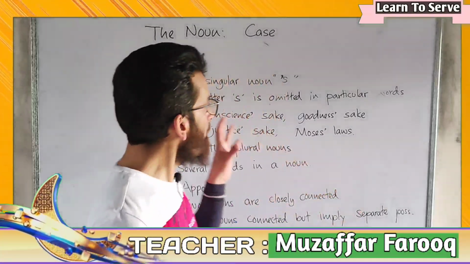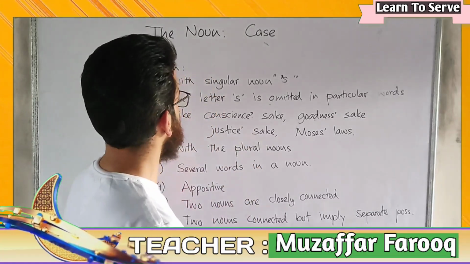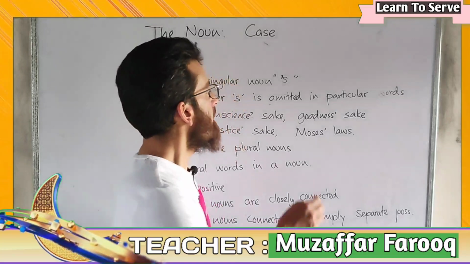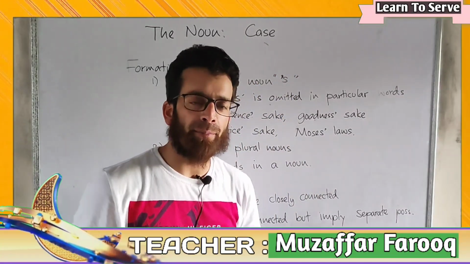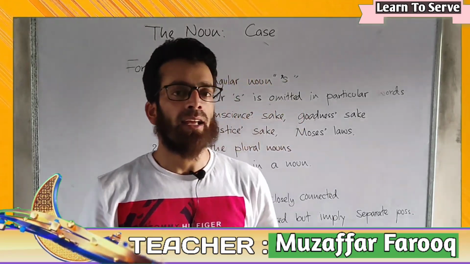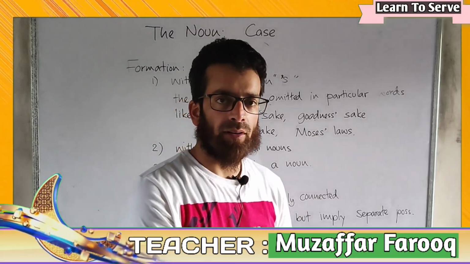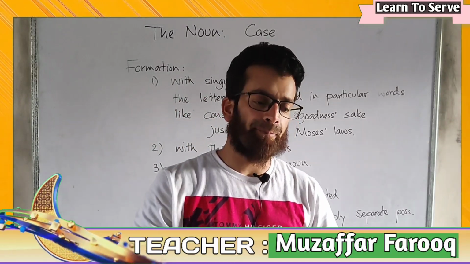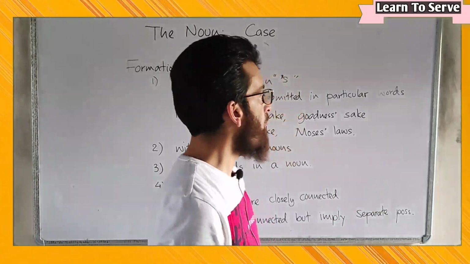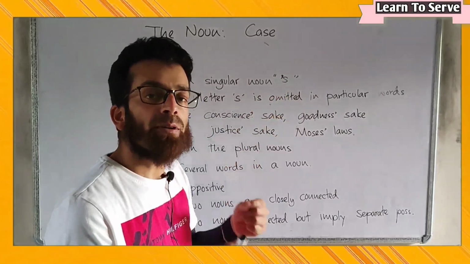As far as the formation of the possessive case is concerned, let's understand some points. The first, with singular nouns, you have to add apostrophe s. For example, you can say Ram's scepter. You can say Ahmed's book. You can say Rahul's school. So if you have a singular noun, just add apostrophe s, and that will form a possessive case.